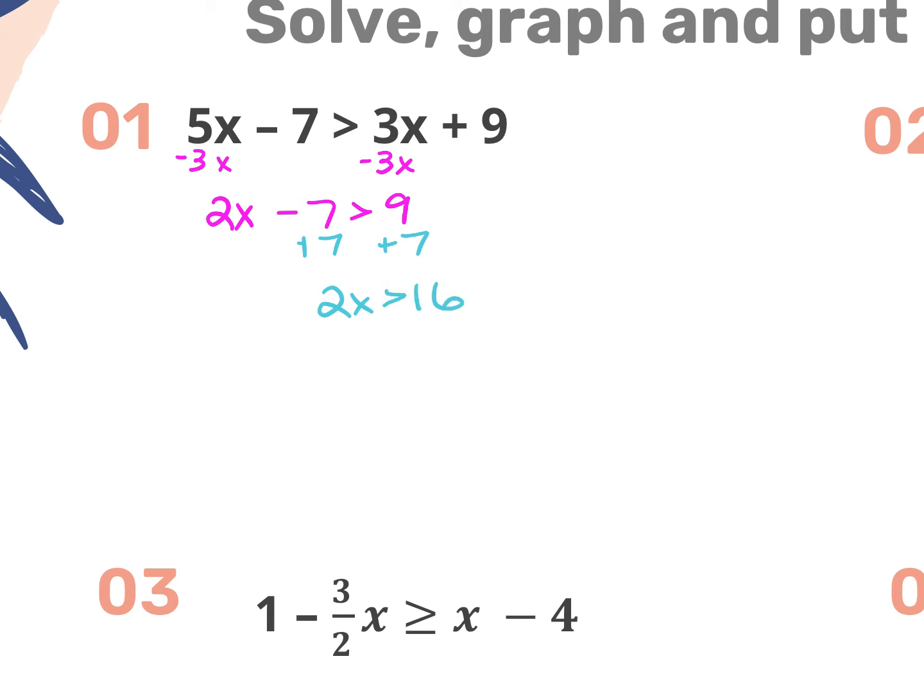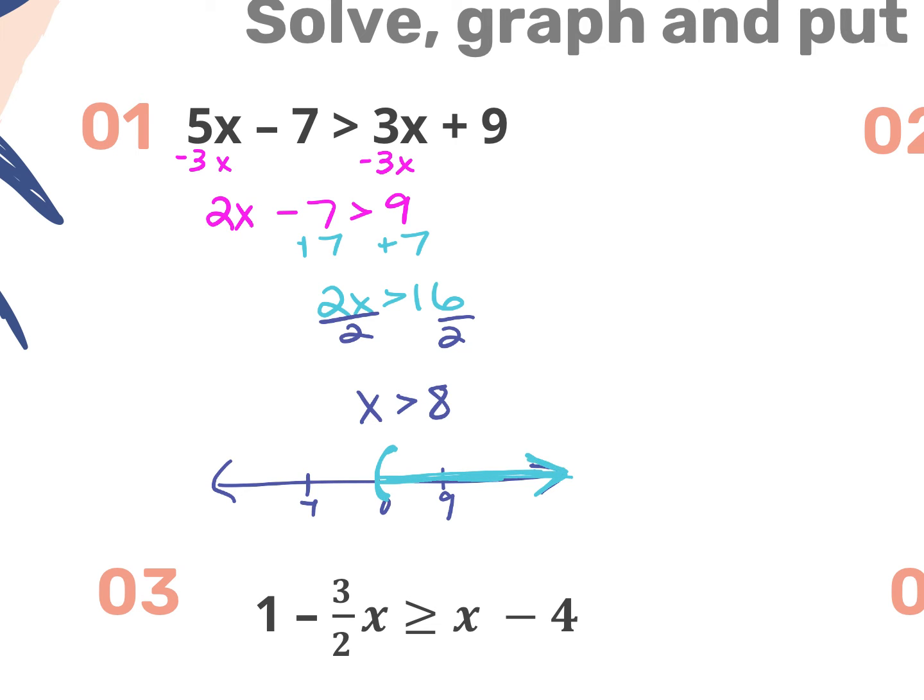2x is greater than 16. Divide by 2. X is greater than 8. So I'm going to graph it. There's my inequality statement. My graph would be 7, 8, 9. Parentheses or bracket? Parentheses pointing right or left? Right. So greater than points it to the right. It'd be 8 to positive infinity with a parentheses on each.